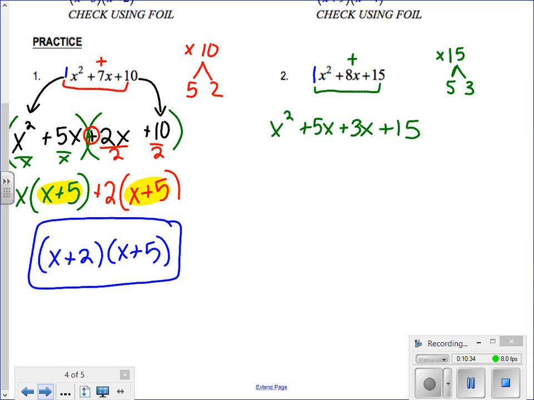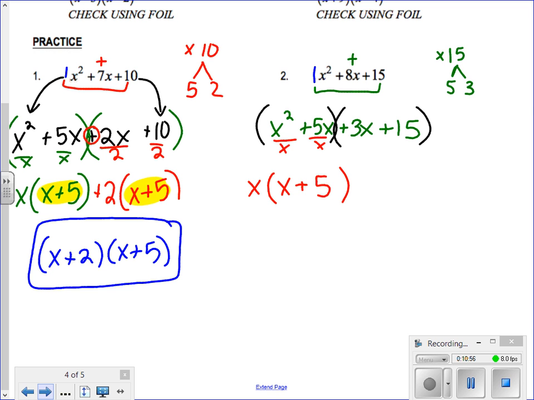Once I have 4 terms, I use that method called grouping, where I put the first 2 and the last 2 terms in groups together. This allows me to look for individual GCFs. The GCF between x squared and 5x is x. I divide that out of both terms, and I'm left with x plus 5.